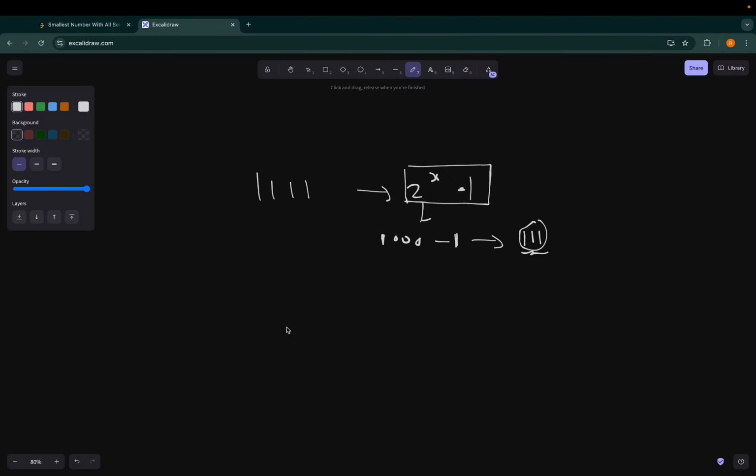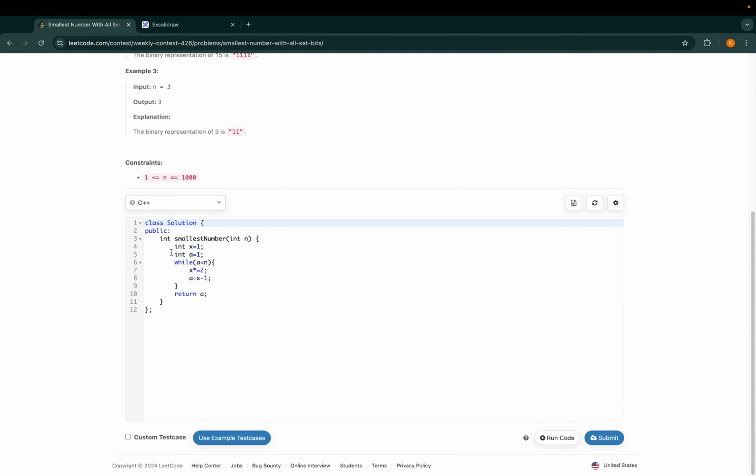We start from x equals 1, and then we keep going till this number is greater than or equal to n, right? For the first number that satisfies this, we'll just return the answer. So that's what we are doing. Int x is 1 and answer is 1. While a is less than n, we keep multiplying x, and a is actually your power of 2, which is 2 raised to x minus 1, and just return a. Okay, let's go to the second problem.